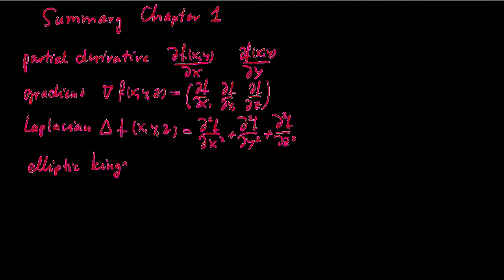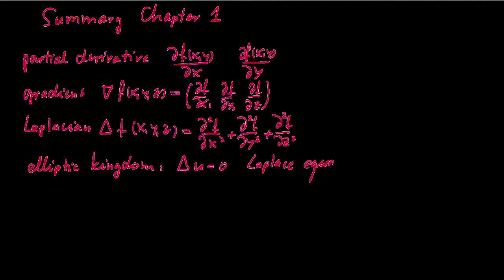Then we encountered three kingdoms of partial differential equations. The elliptic kingdom, and the ruler is the Laplace equation, Laplace u is 0. And then we have the parabolic kingdom, where the ruler is the heat equation or the diffusion equation, ut equals Laplace u.